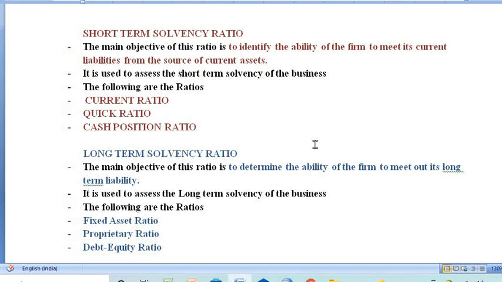The next one will be the long-term solvency ratio. The main purpose of computing a long-term solvency ratio is to identify whether the business is able to meet the long-term liability, or to assess the long-term solvency position of the business. That is, whether the business can continue and survive forever. Under long-term solvency ratio, we have three ratios: number 1 fixed asset ratio, number 2 proprietary ratio, and number 3 debt equity ratio.